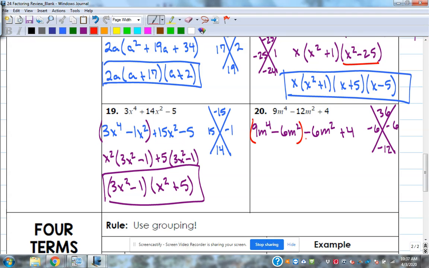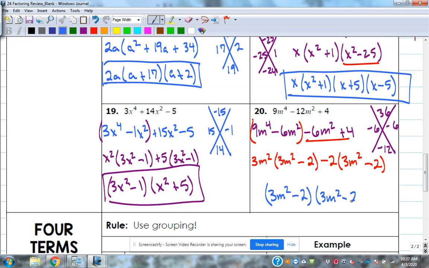Group the first two together. Their GCF is 3m squared, leaving 3m squared minus 2. And then this GCF will be a minus 2. 3m squared minus 2 in parentheses. Final answer, 3m squared minus 2, and then another 3m squared minus 2. And there's the factored form of that trinomial. Okay, they won't factor any further because those are not square numbers.